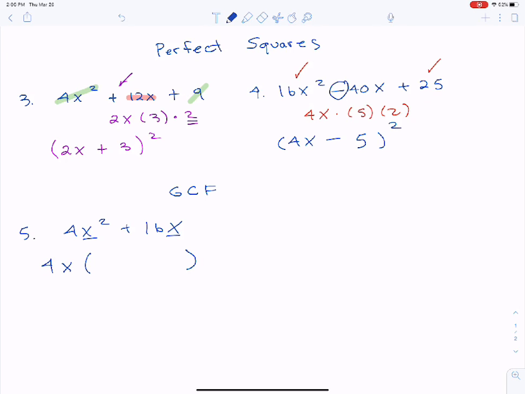And then for the parentheses, I'm going to take each of these terms and divide them by 4x. So 4x squared divided by 4x is just x. 16x divided by 4x is just 4. And I can check myself. 4x times x is 4x squared. 4x times 4 is 16x. And that's pulling out the greatest common factor. So let's do one more.